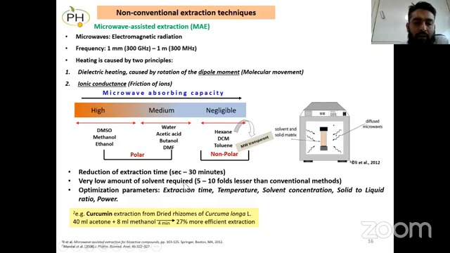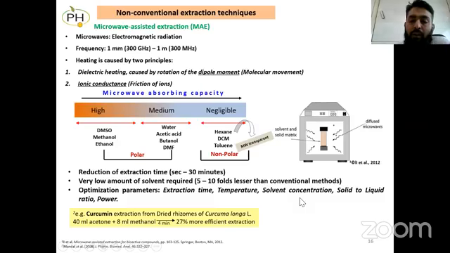Extraction time, you can choose different kinds of time, like 3 minutes, 5 minutes, 7 minutes, like that. You can observe the yield. You can also observe at what temperature it gives more yield. And solvent concentration, suppose you are going with 50-50 methanol water, or you are going with 70-30 methanol water, whatever yield you are getting, you just record it. Or you can also go for solid to liquid ratio.